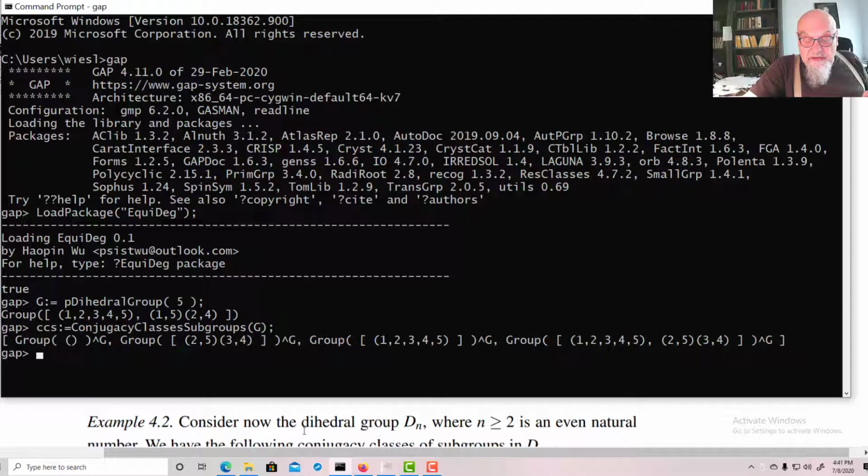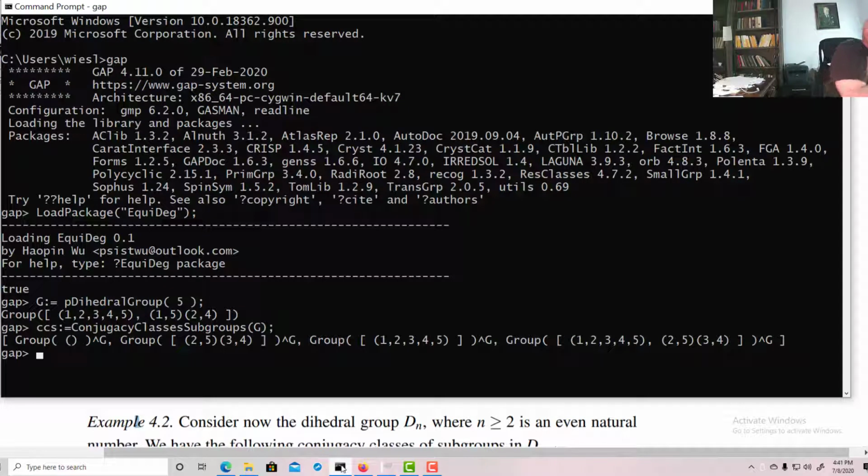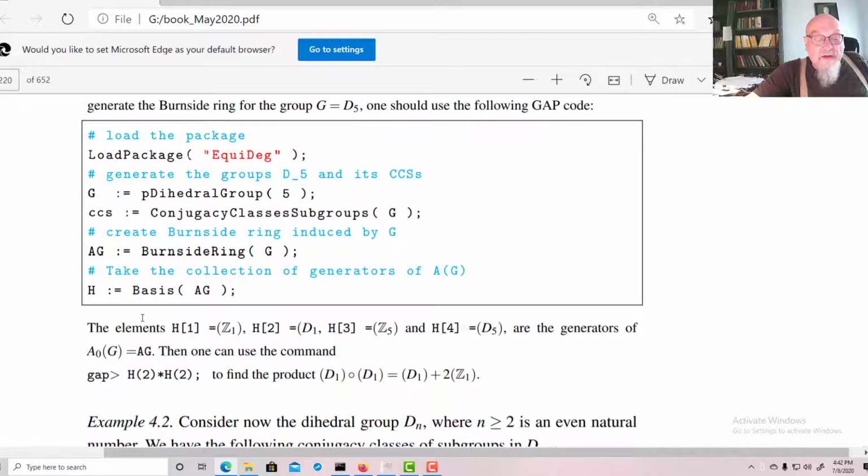And next thing, let's see what else we have here. And here we have the conjugacy class. What about creating the Burnside ring? So let's create the Burnside ring. So AG, without the brackets, this is just a name, AG. So it will be equal Burnside ring OG. Very good. So I'm putting Burnside ring. Oh, it's done.